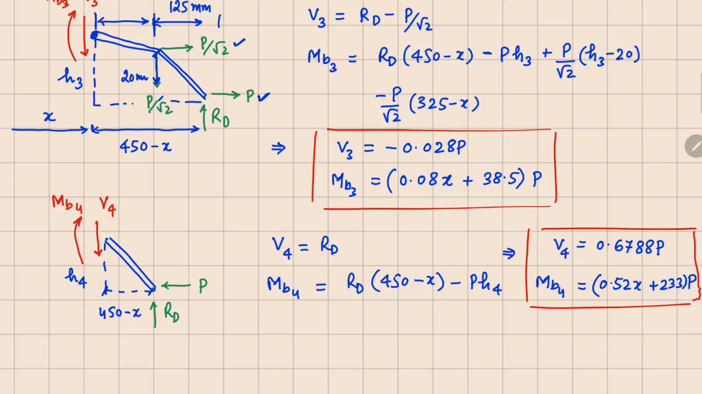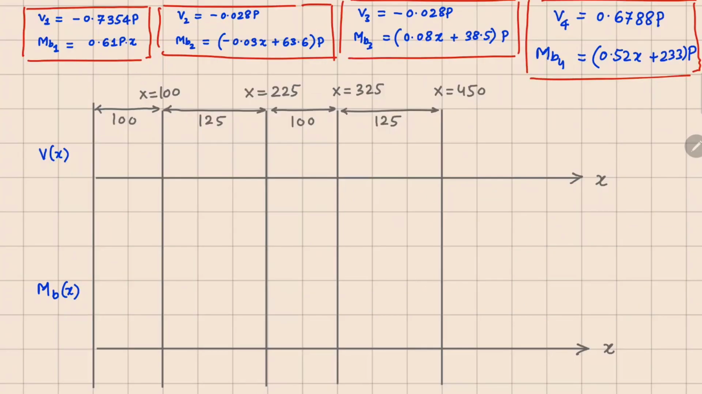Now we have got all 4 functions for transverse force and moment. Next we can plot these functions. So now I have summarized the values from all 4 sections here, and I have created this axis system for your shear force and your bending moment. Since we have p appearing in both shear force and bending moment, we can plot Vx divided by p and MBx divided by p.